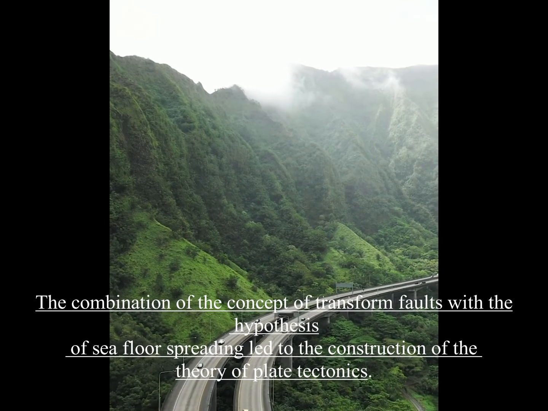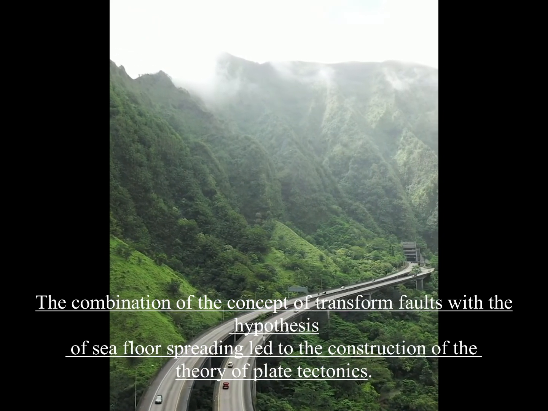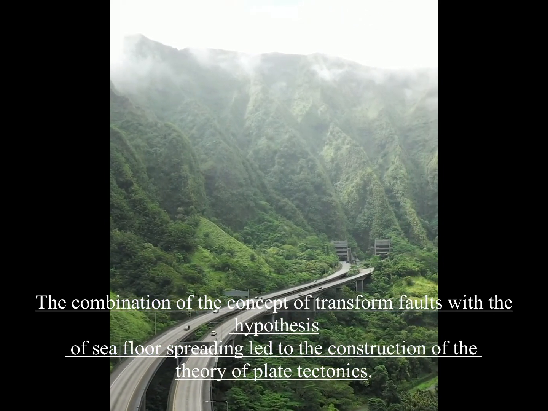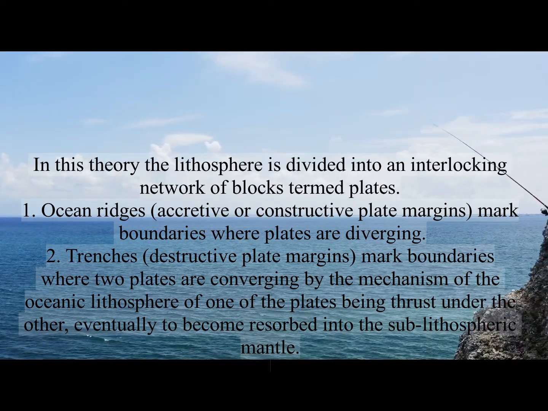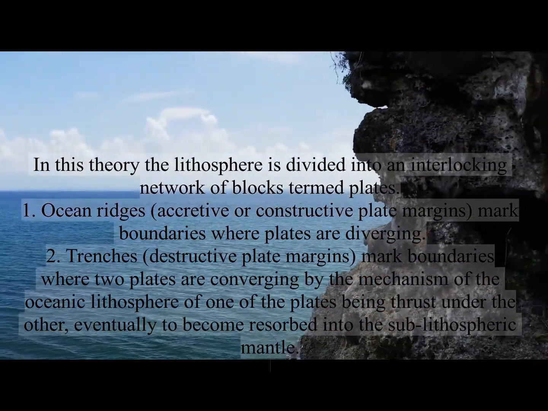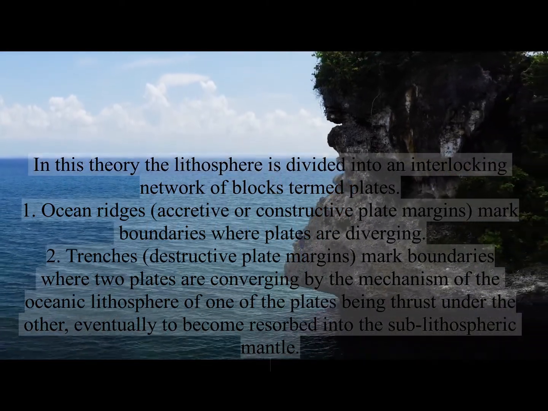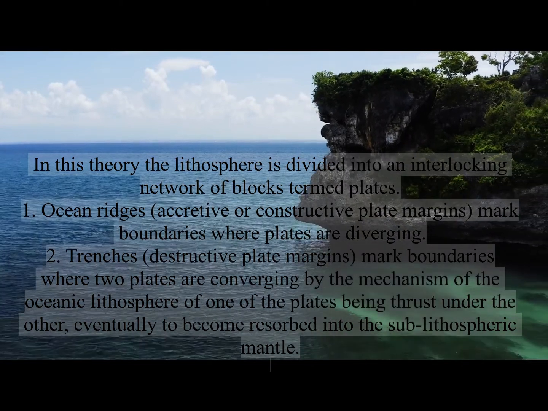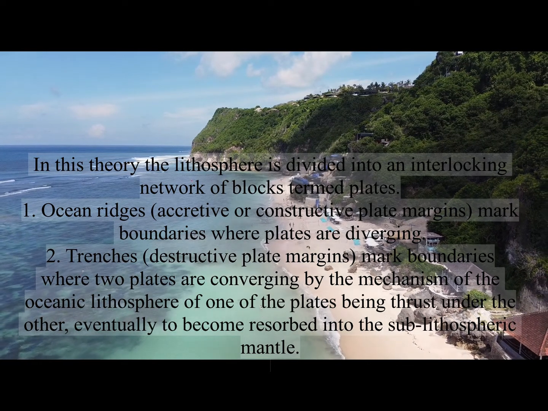The combination of the concept of transform faults with the hypothesis of seafloor spreading led to the construction of the theory of plate tectonics. In this theory, the lithosphere is divided into an interlocking network of blocks termed plates. Number one, ocean ridges. Accretive or constructive plate margins mark boundaries where plates are diverging.